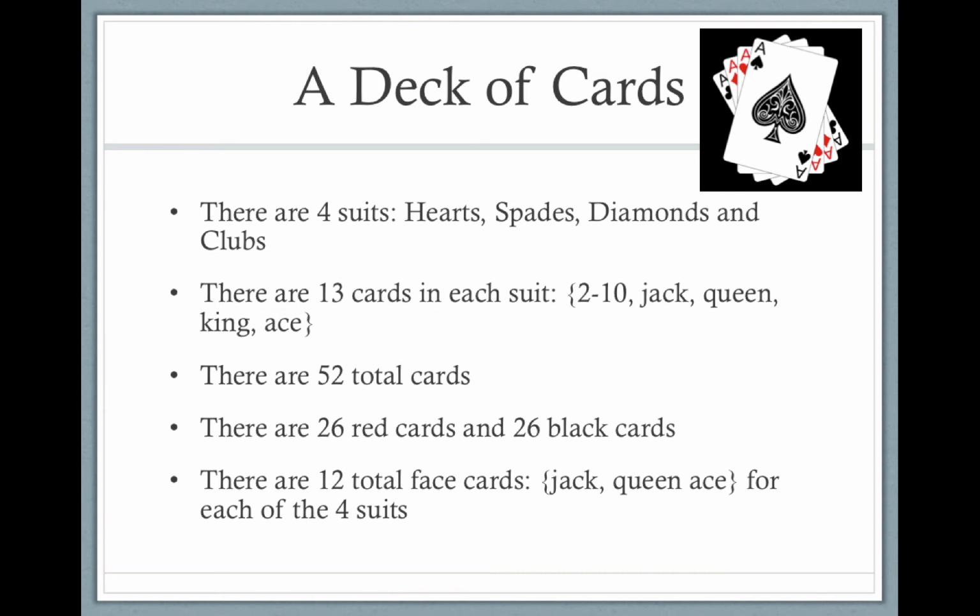Let's start. There are 4 suits. There are hearts, spades, diamonds, and clubs. There are 13 cards in each suit. Those cards are a 2 through 10, a jack, a queen, a king, and an ace. Okay? That gives us in total 4 times 13, which is 52 cards. Cards are either black or red, so there's 26 red cards and 26 black cards. In total, there are 12 face cards. That should say face cards are jack, queen, king, not jack, queen, ace.